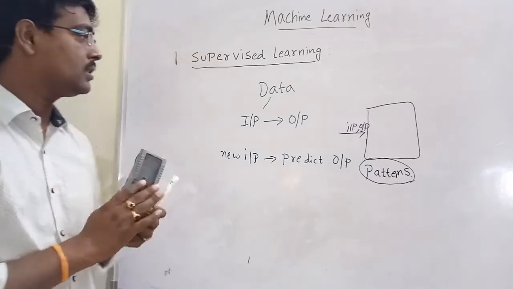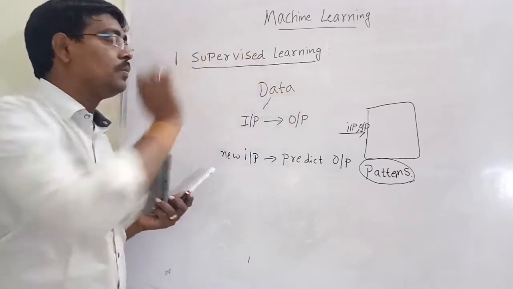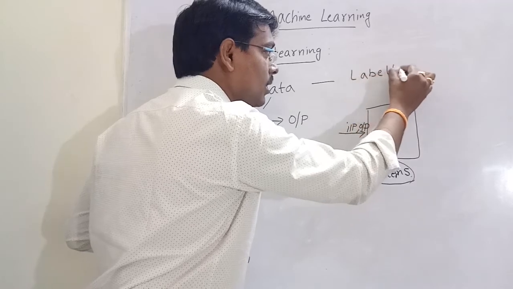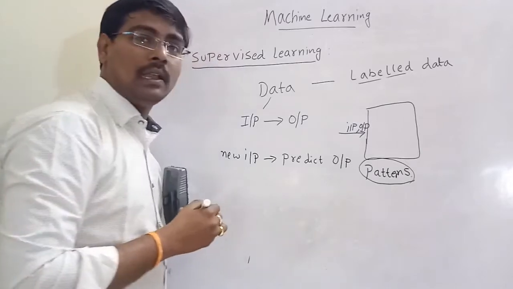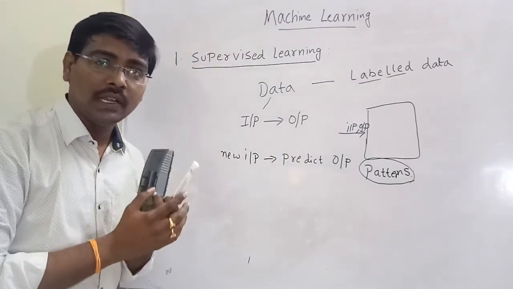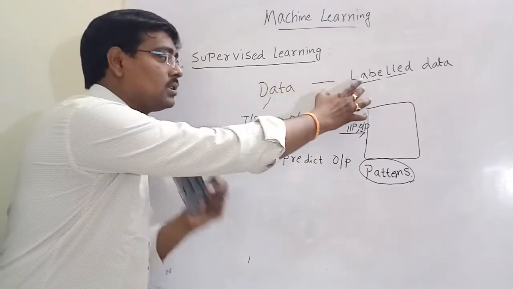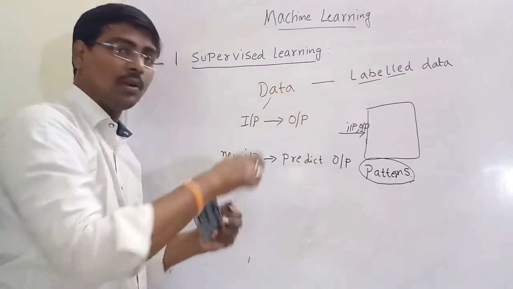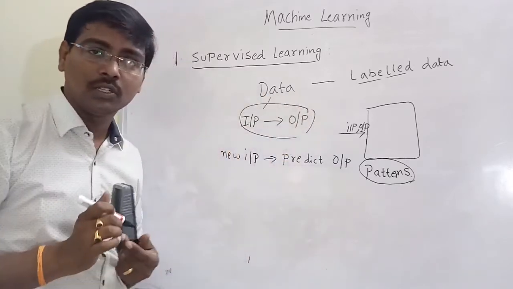Here the point is, first we have some set of data. Generally in supervised learning, the data is called labeled data. What do you mean by labeled? Label means each and every data has some name. We will discuss with an example. For this data, if this is the input, this is the output. I already know that if this input occurs, this is the desired output to be produced.